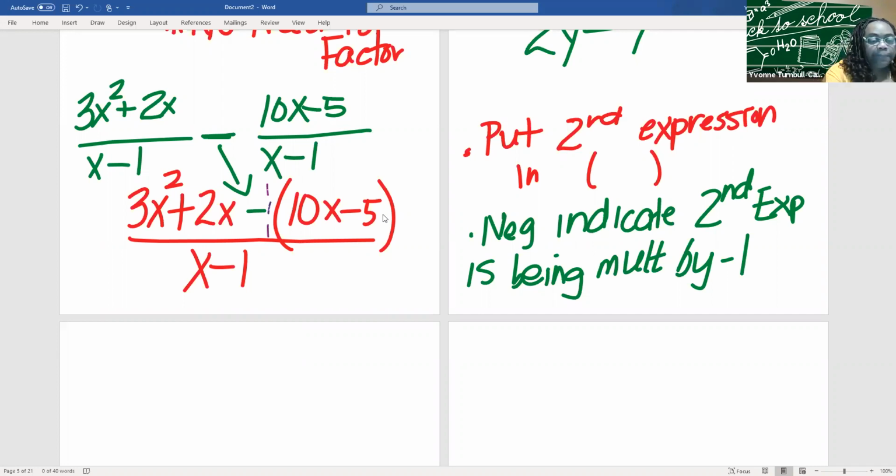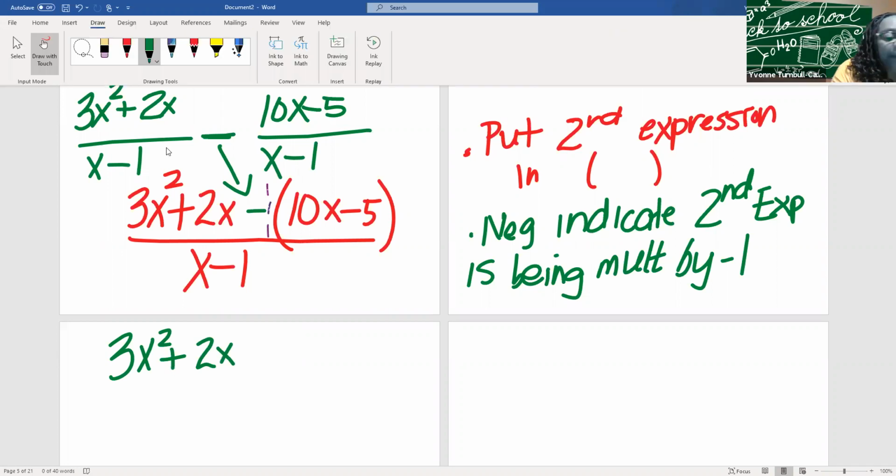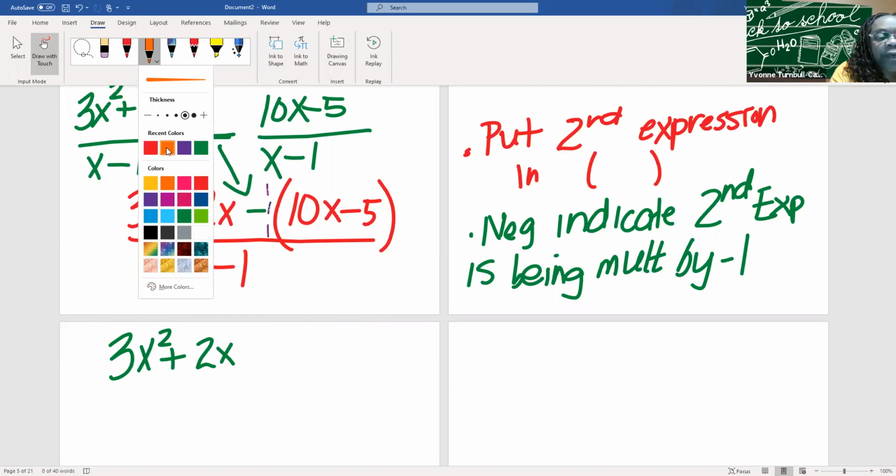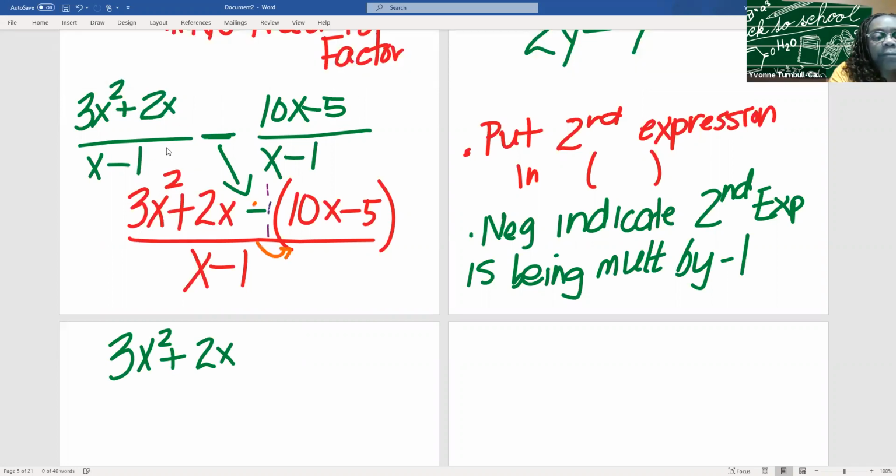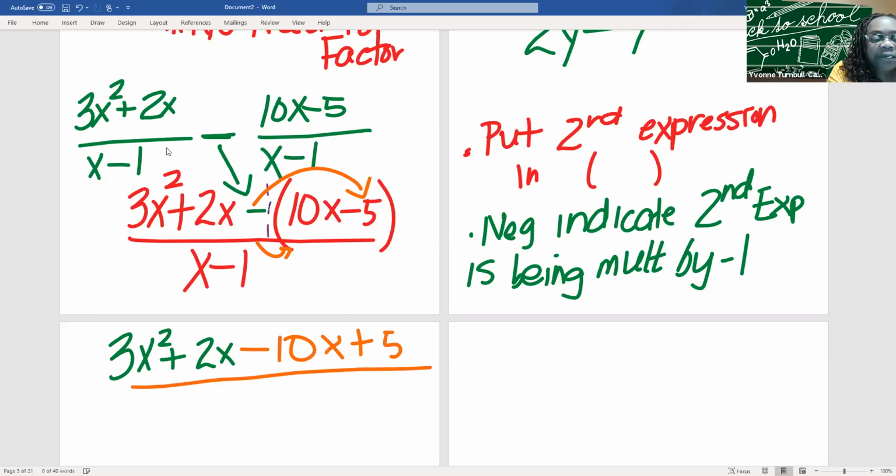Let's do it. Okay, so we have 3x squared plus 2x, and we're going to distribute. We're going to distribute here, and we're going to distribute here. So that becomes a -10x, and it becomes a +5. Remember your rule for multiplying integers. Like signs are positive, unlike signs are negative. So once we distributed, this is what we have.